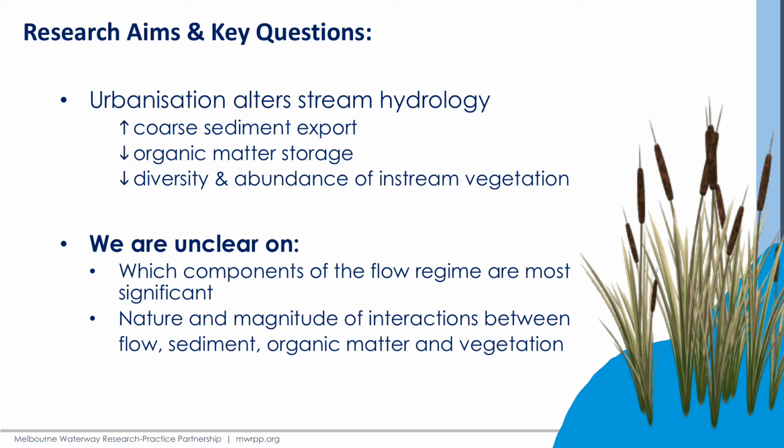Okay, so research has shown that urbanisation drives increases in peak flow magnitude, frequency, and geomorphically effective flows. And we know that this increases coarse sediment export, it reduces organic matter storage, and it also reduces the diversity and abundance of in-stream vegetation. However, we currently lack an understanding of which components of the flow regime are most significant at influencing sediment and organic matter dynamics and how they interact to influence in-stream vegetation, biodiversity, and also ecosystem function.